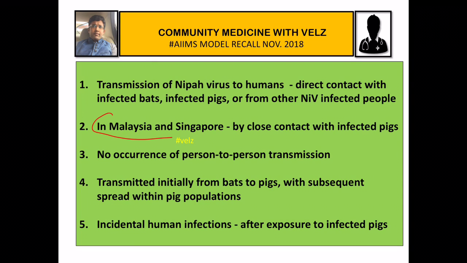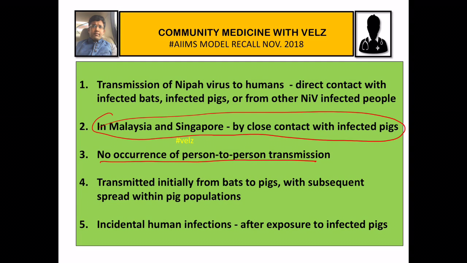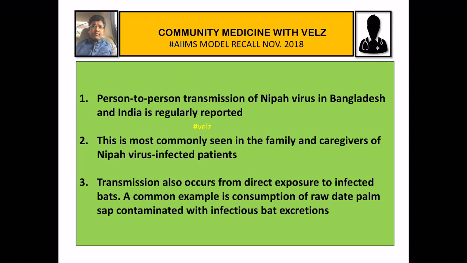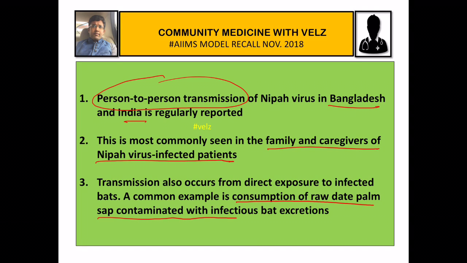In Malaysia and Singapore, it spread mainly by close contact with infected pigs. There was no person-to-person transmission there, but in other areas, there is person-to-person transmission. This has been reported in Bangladesh and India. It is mostly seen in the family and caregivers of Nipah virus infected patients. We can also see the consumption of raw date palm sap, which is usually contaminated with bat excretions.